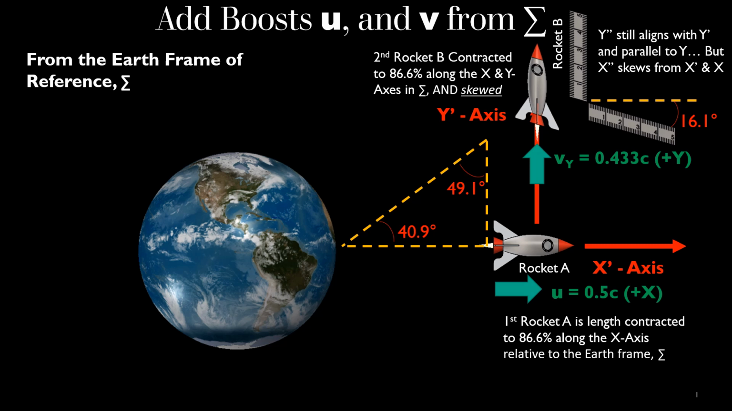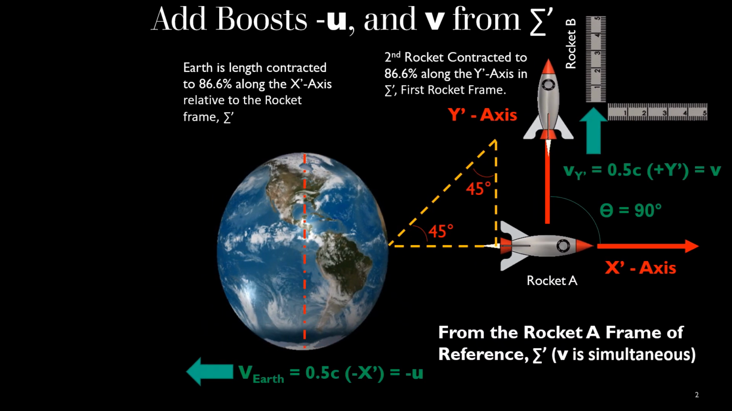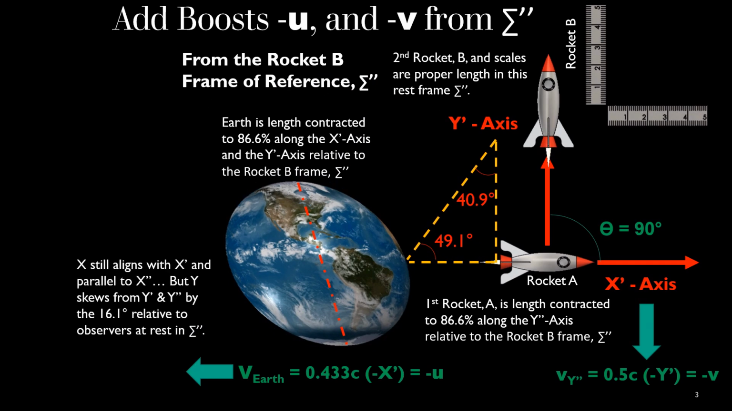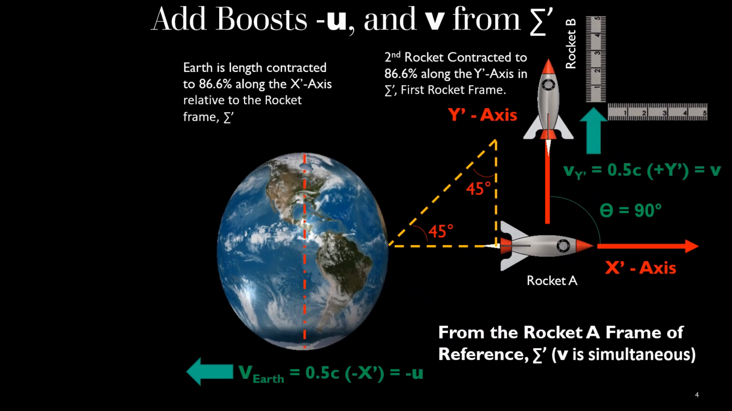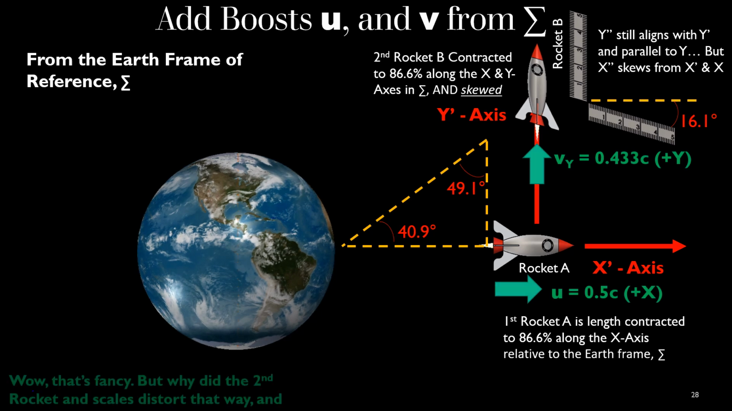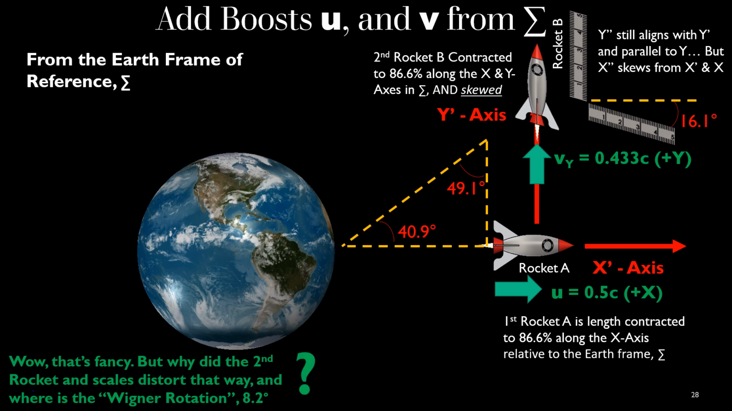Just for curiosity, let's step back and take a look at the complementary view of a Wigner-rotated Earth from the rest frame of rocket B in the sigma double prime frame. Here, the 16.1 degree skew is from the polar axis of Earth in this case. But let's focus on the one case where rocket B is skewed from the rest frame of Earth. Why do the scales and the second rocket B skew that way? And where is the Wigner rotation?